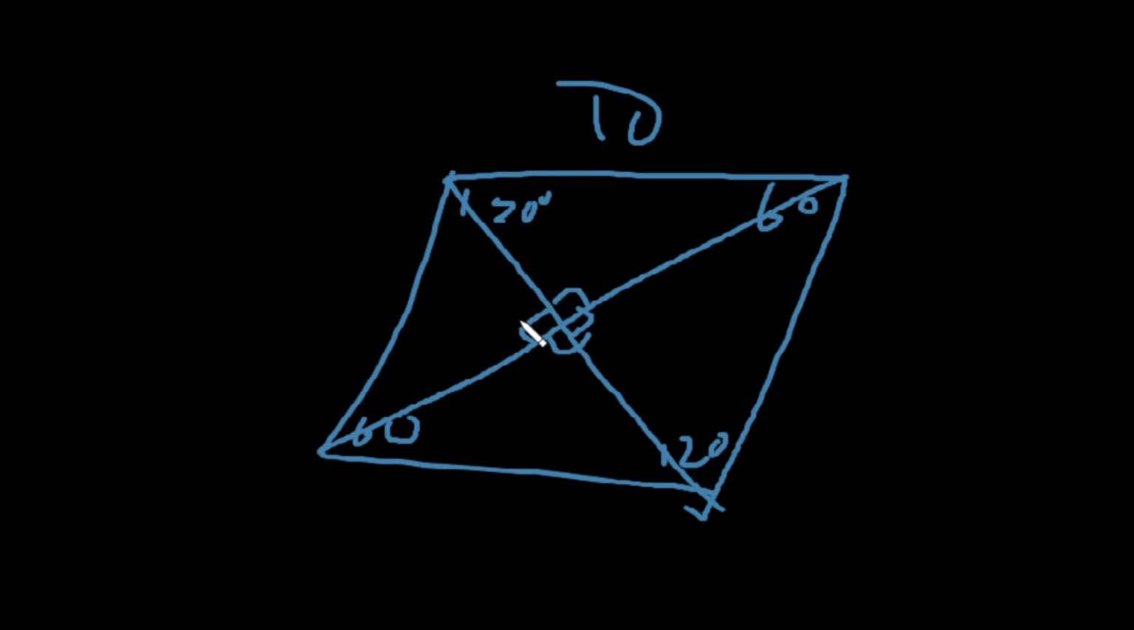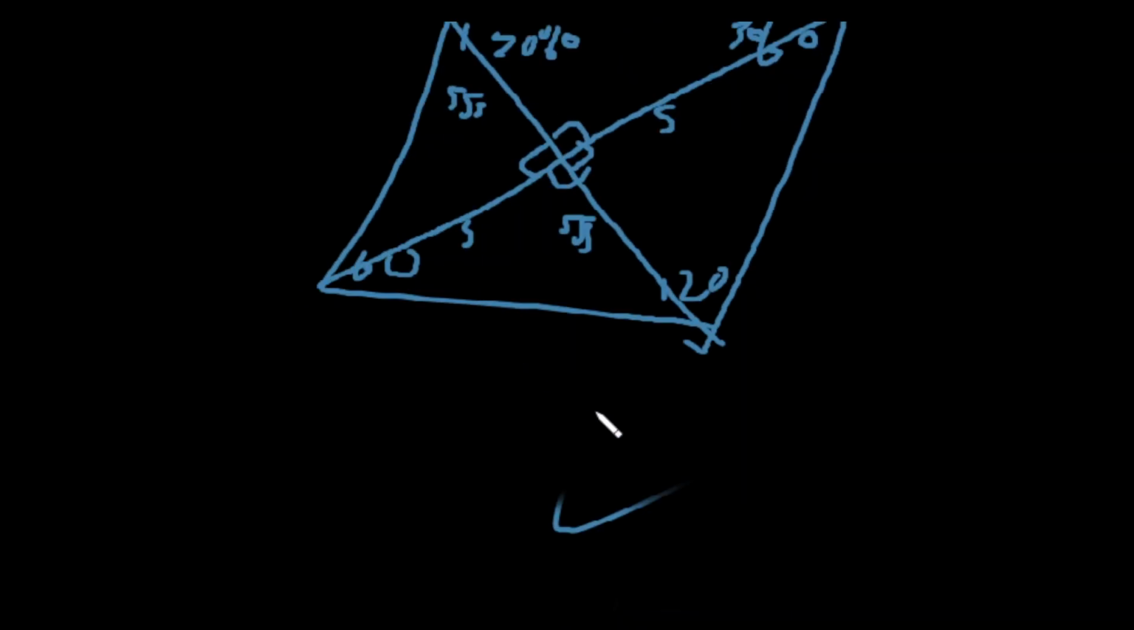So let's find the side of this. Actually, yeah. So this hypotenuse is 10. These are 30. This is 60. Hypotenuse, so that means this has to be 5. This is 5. And that's 10. No, that's 5 square root 3. And that's 5 square root 3. You don't need to know how I know this.